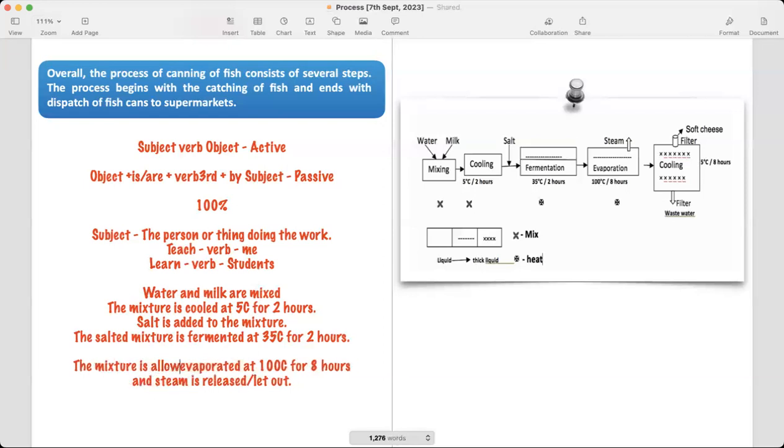So what are we going to write? The mixture is allowed to evaporate. We are not going to write the mixture is evaporated. We are going to write the mixture is allowed to evaporate. Is it clear? Because we are allowing it to happen, we don't evaporate it directly. We are just allowing the sun to fall on the mixture and then the water gets evaporated. Is it clear? Yes, Priya, you're right. It's a natural process. So is this part clear? Why I've written the mixture is allowed to evaporate instead of writing the mixture is evaporated? Is it clear? Yes, sir. Okay, good.